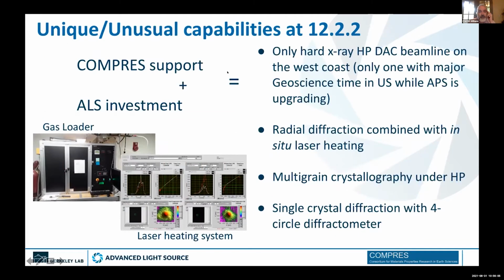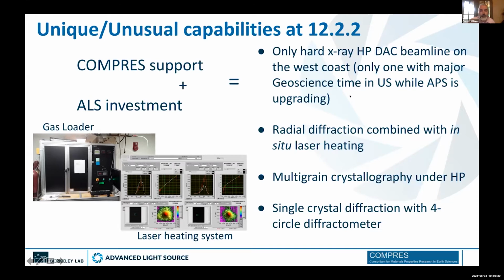So among the unique and unusual capabilities at 12.2.2, which again leverage the COMPRES support and ALS investment, are that one, we're the only hard X-ray high pressure diamond anvil cell facility on the West Coast. And I want to emphasize also that we'll be the only one with major geoscience time in the United States while the APS is upgrading.